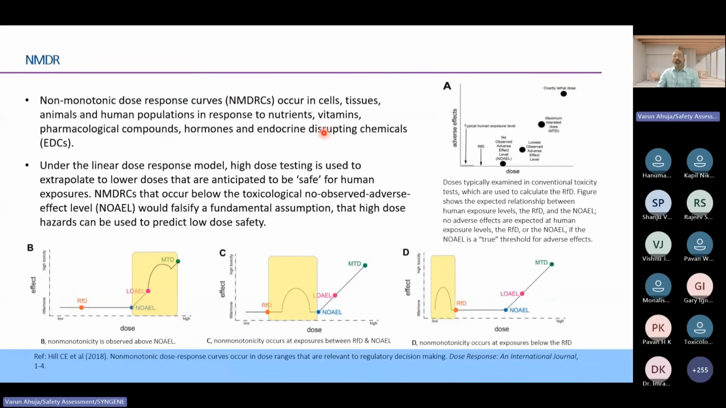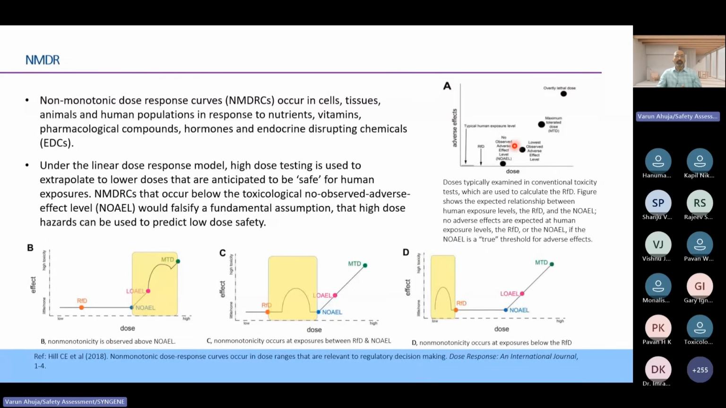Normally, with this graph we have seen that we test the MTD dose or the lowest observed adverse effect level or a NOEL, and with these doses we determine the reference dose in the case of chemicals, or maybe ADE, PDE in the case of pharmaceuticals, or ADI in the case of food additives. The terms may be different, but the concept is the same: we use the tox data to determine a safe dose, and typically human exposure levels should be well below the safe dose. Under the linear dose response model, we normally use high dose testing, because in animal testing we test high doses, to extrapolate to lower doses that are anticipated to be safe for human exposures.